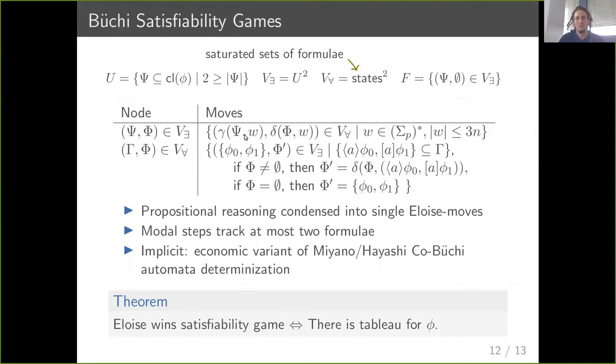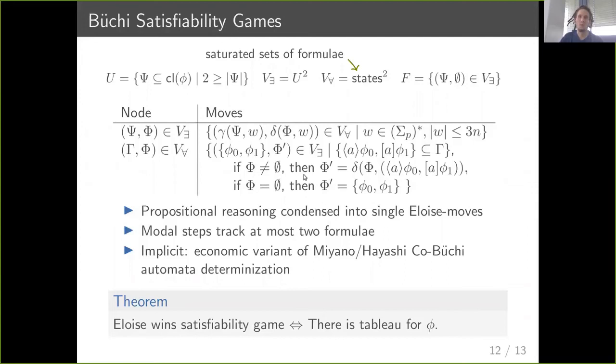And we do not only track the tableau component, but also the focus component. And then Abelard can respond from such a situation by picking two modal operators, one diamond operator, one box operator, from the tableau component gamma, and then going to the conclusion of the modal rule. And for the focus component, well, we have two cases. Either it is not the empty set yet, then we keep on tracking the focus component phi through this application of the modal rule, or it is the empty set already, and then we refocus and take both new formulae phi zero, phi one as new focus here.